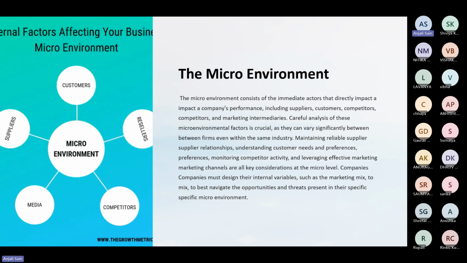माइक्रो फैक्टर्स में मेनली मेरे क्या आ रहे हैं? सप्लायर्स आ रहे हैं, कस्टमर्स आ रहे हैं, कॉम्पिटिटर्स आ रहे हैं, मार्केट इंटरमीडिएट्स आ रहे हैं. ठीक है, और ये अलग-अलग देशों में अलग हो सकते हैं.